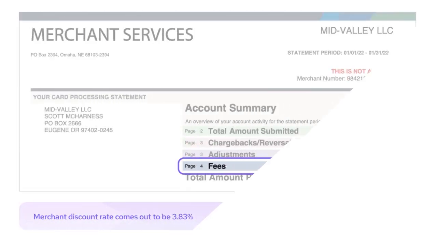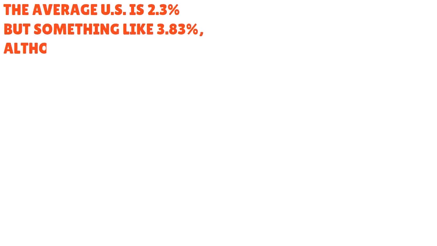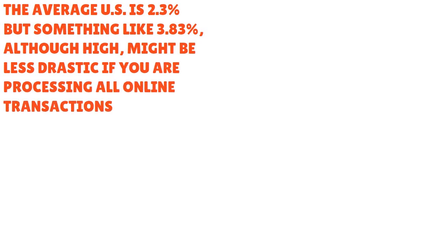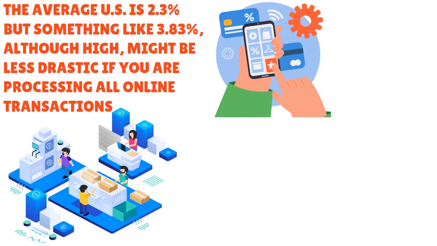So in this case, you want to take the total amount processed and divide by total fees and any others that you may find hidden. Okay, and for reference, the average U.S. is the 2.3, but something like 3.83, although high, might be less drastic if you are processing all online transactions. Because when you're processing online transactions, the risk level is high, right? Anytime you have in-person keyed in transactions, the risk level is low.